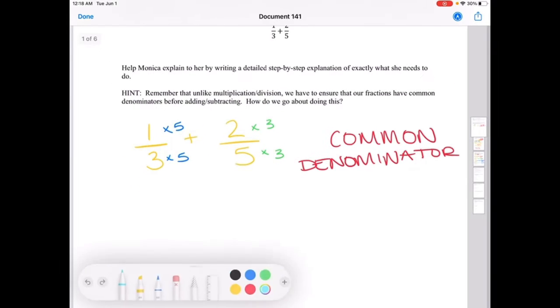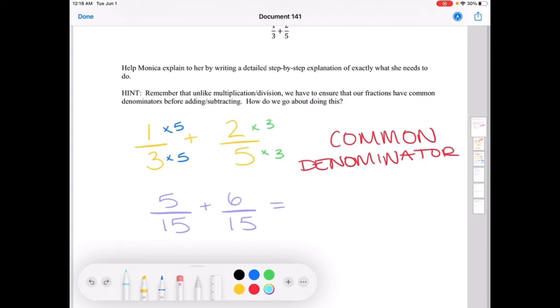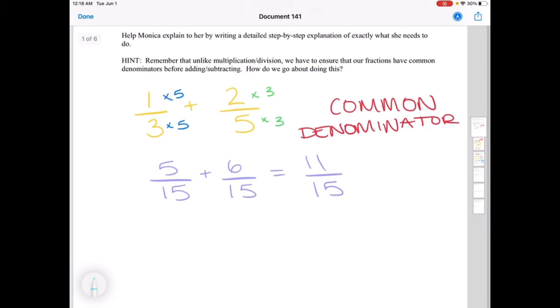So here, I'm going to have a new expression. I'm going to have 5/15 plus 6/15, and now that I have a common denominator, I can add my numerators and simplify to one term. And 5 plus 6 is 11, so I'm going to get 11/15.